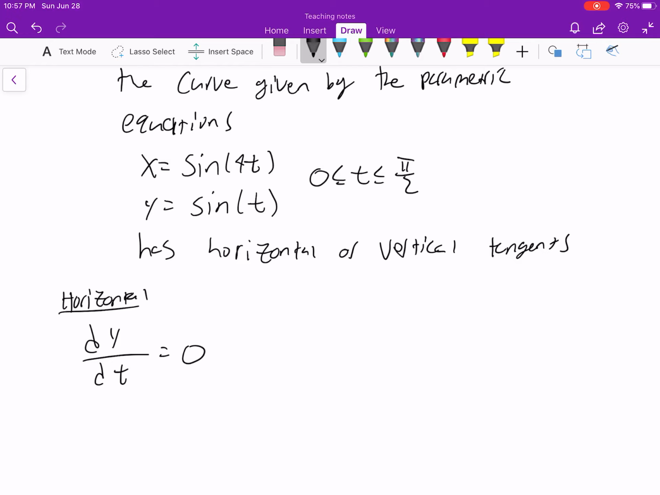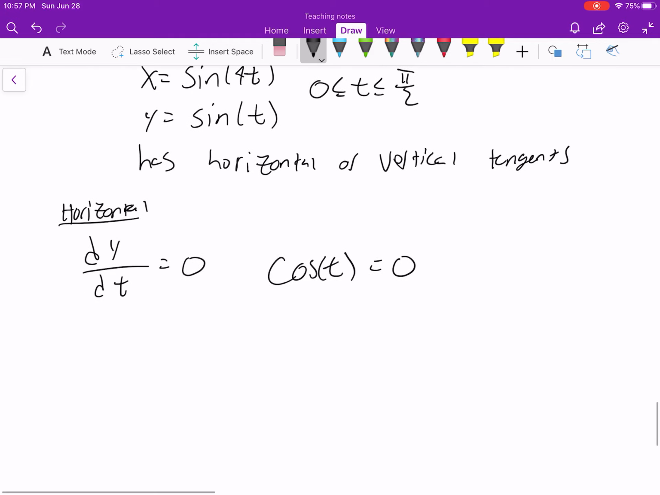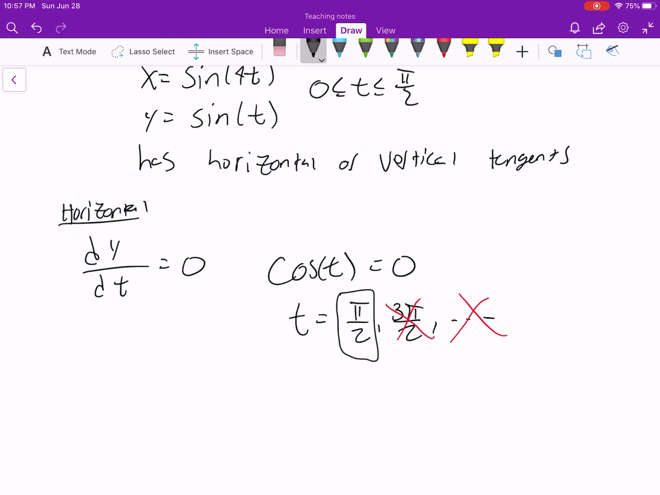I'm not that mean. So dy/dt here is just cosine of t, and so you have to solve this trigonometric equation. This one has t equal to pi over 2, 3 pi over 2, etc. But we're only looking between 0 and pi over 2, so I can ignore all those. So I just get t is equal to pi over 2.